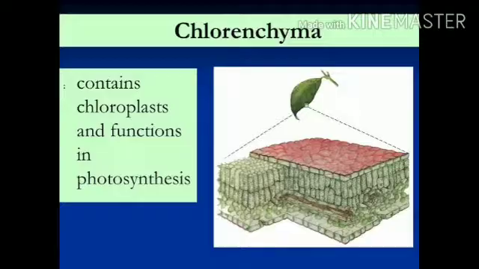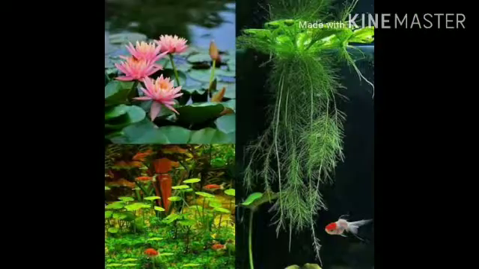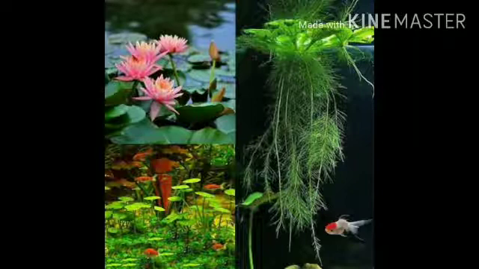We can see this in the surface of the leaf. And if the parenchyma tissue contains large air cavities or air spaces, it is called aerenchyma. For example, if we observe some water plants like pistia and lotus, the plants float in the water because aerenchyma is present in those plants. So air-filled parenchyma is called aerenchyma.